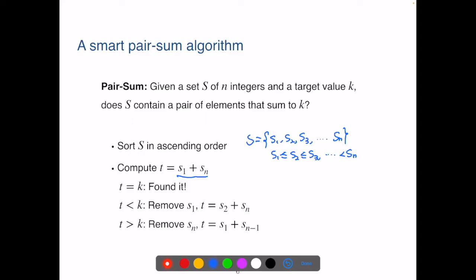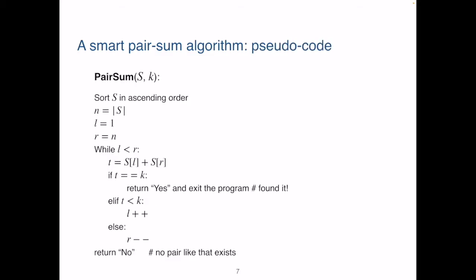Therefore, after one addition, we either stop with the solution or we eliminate either the smallest or the largest element of the set. We can continue in exactly the same way on the remaining n-1 elements. This pseudocode of the algorithm looks like this. We use two pointers L and R to help narrow down the search in each iteration.